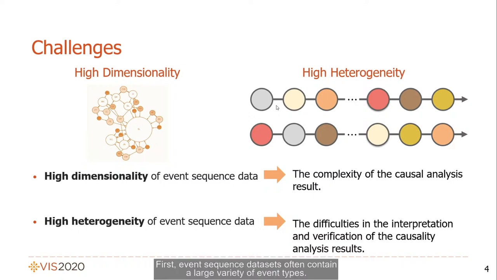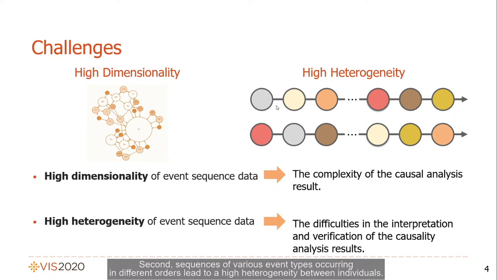First, event sequence datasets often contain a large variety of event types. This high dimensionality of event sequence data can significantly increase the complexity of the causal analysis result. Second, sequences of various event types occurring in different orders lead to a high heterogeneity between individuals. This results in difficulties in interpretation and verification of the causal analysis results.